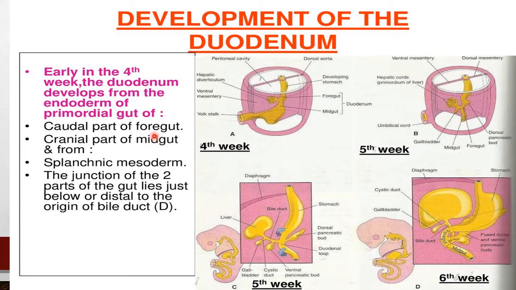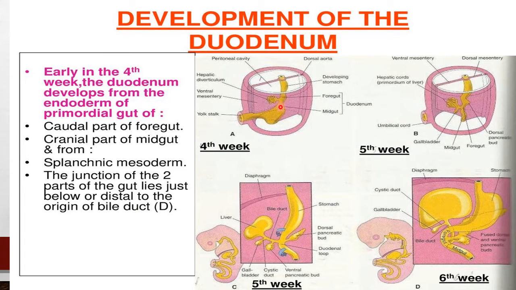So that means that the duodenum is derived from foregut and the midgut. It is derived from the caudal part of the foregut and cranial part of the midgut, as well as the contribution of the splanchnic mesoderm, which is surrounding the duodenum. So the junction of the two parts of the gut lies just below or distal to the opening or origin of the bile duct. So you must remember this point, that is very important.